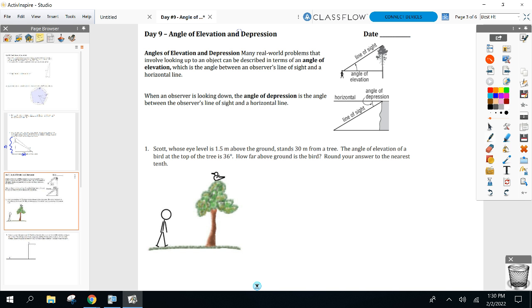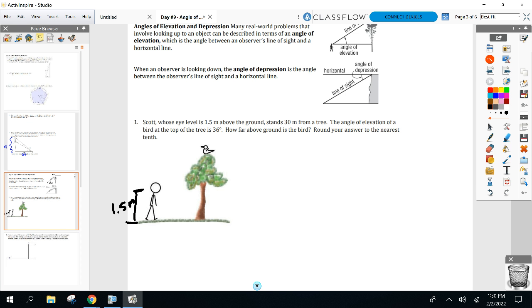So Scott's eye level is 1.5 meters above the ground. So basically ground to his eye. That's what it's telling you, his eye level. The ground to his eye, not his height, but to his eye is 1.5 meters. And he is standing 30 meters from the tree. Scott, tree. Tree, Scott, 30 meters away. No issue so far. Here we go. The angle of elevation to the bird at the top of the tree is 36 degrees.